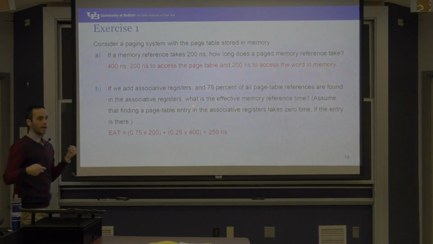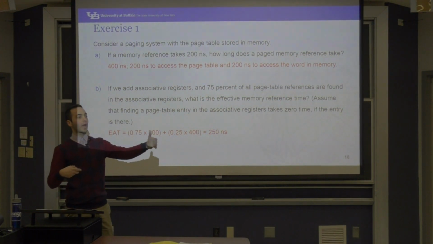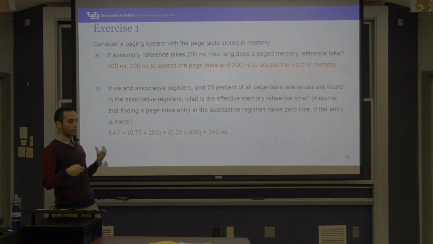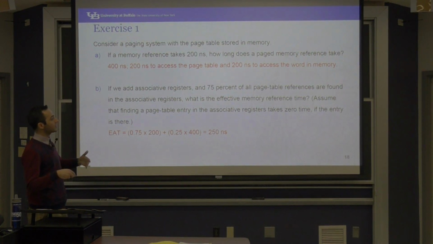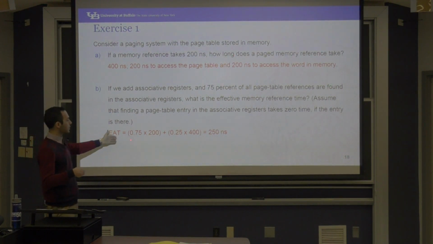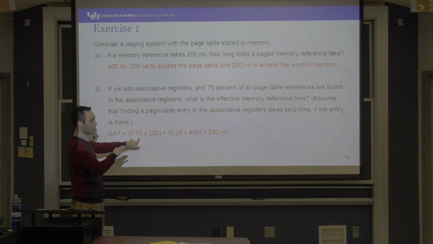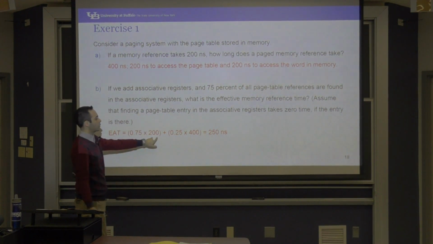Now it asks, if we add associative registers and 75% of all the page table references are found in the cache. That means for each page reference, we don't have to access the page table in memory. 75% of the time it's already in the cache, which we consider to be 0 time. 25% of the time we need to access the page table in memory. So that's going to be calculated like this. Again, 75% of the time we read the TLB in 0 time and then just access memory once, which is 200 nanoseconds.